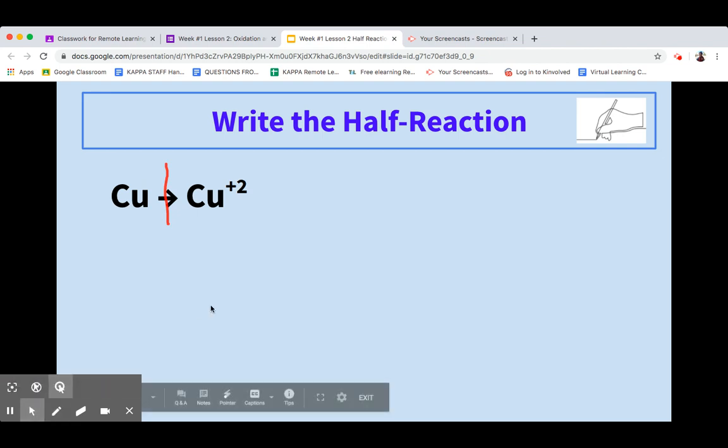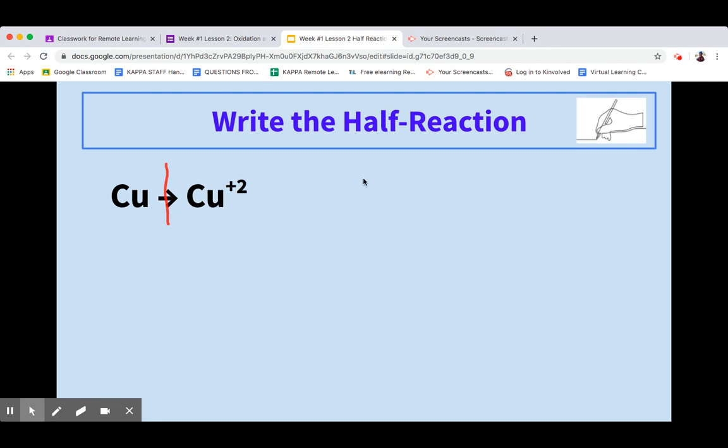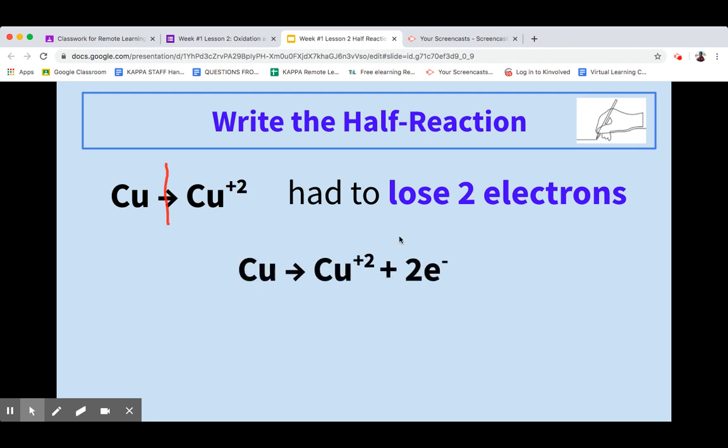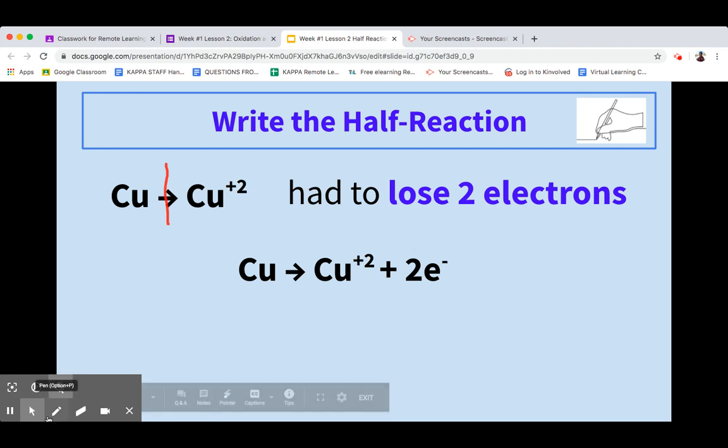Now what's happening here? Copper has a 0 charge and then it turns into a copper with a +2 charge. So it's losing 2 electrons. So if it's losing 2 electrons, what kind of a reaction is this? Oxidation or reduction? It's oxidation. And whenever we have an oxidation reaction, electrons are being lost, so they're written on the right side of the equation.